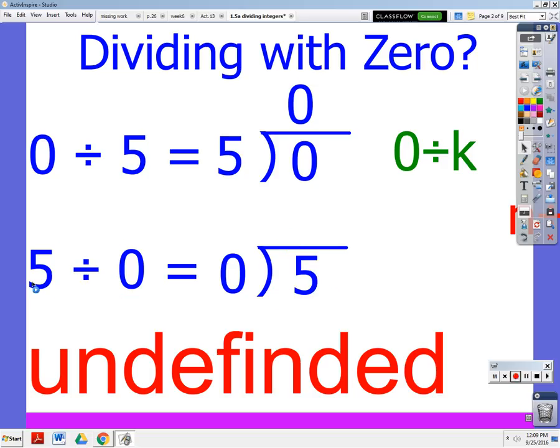So when you have a number being divided by 0, you need to remember, no, this is not okay. It does not have an answer. It's undefined.